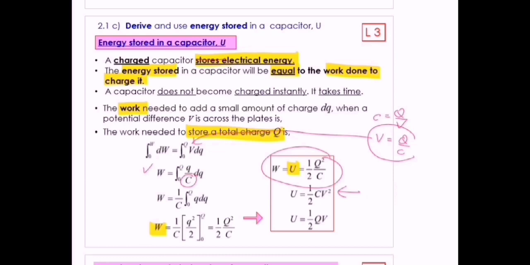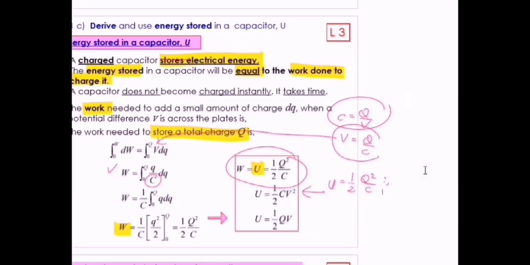For this equation, it starts from the earlier equation, U equals 1 over 2 Q squared over C. And since we already know C equals Q over V, we rearrange it. If we rearrange it, we get Q squared equals C squared V squared.